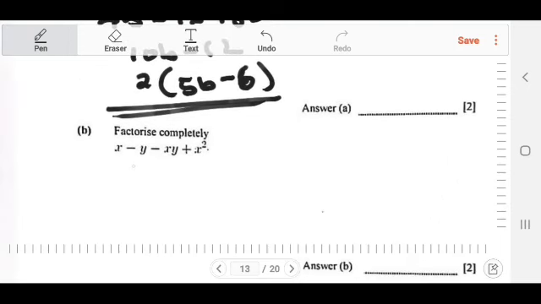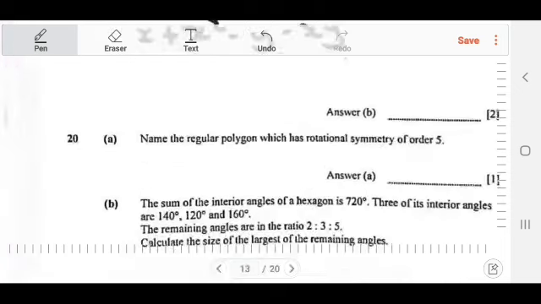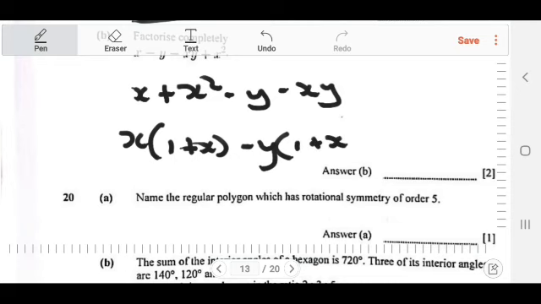Then here I can group those that have y and those that have x. So I have x plus x squared like that, then minus y minus xy, then factoring out x here, I have x plus, no, it's supposed to be 1 plus x. Then here I also factor out negative y and I'm going to get 1 plus x. So this is all about this one.